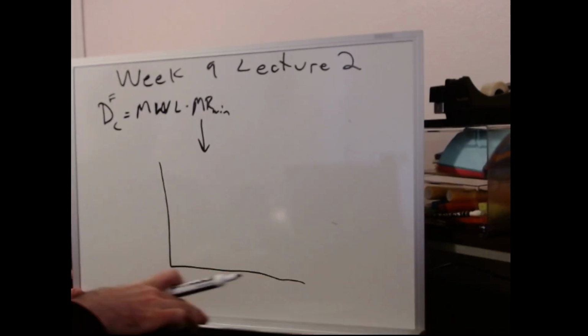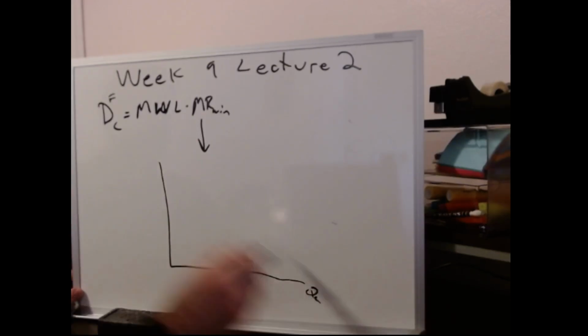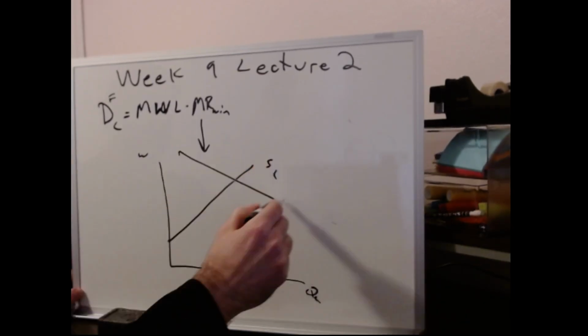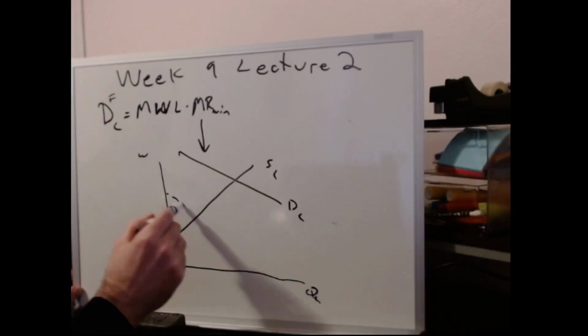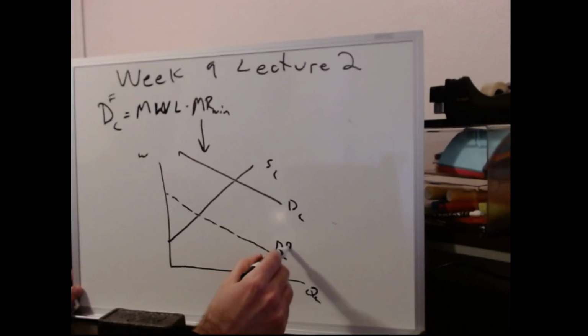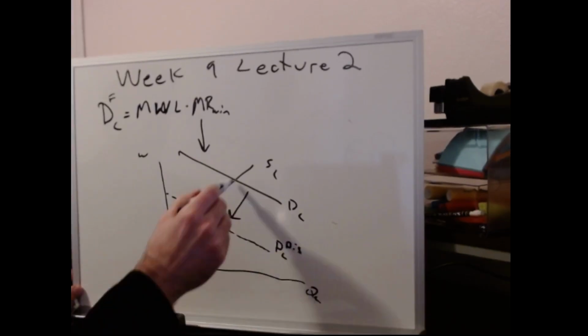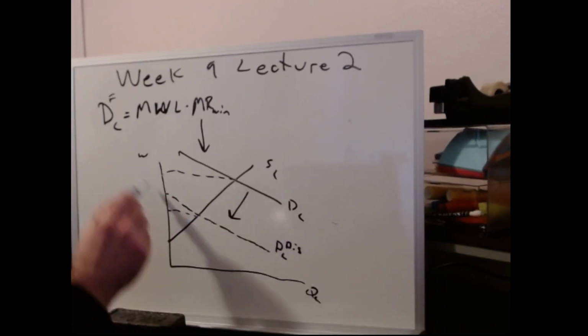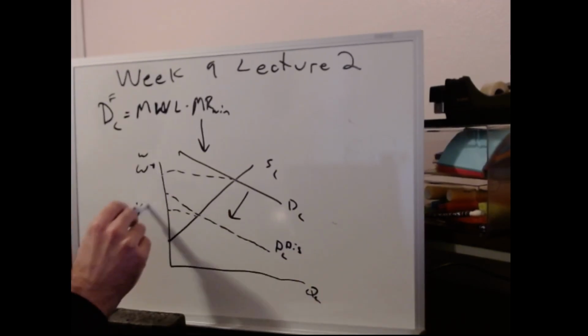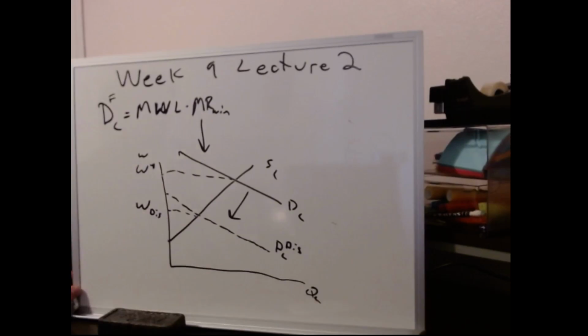All right. So we've got quantity of labor down here, wages. Supply doesn't change. Here's the original demand curve for labor. Think about this as the demand curve for labor with discrimination. Call this W star, and this is the wage with discrimination.